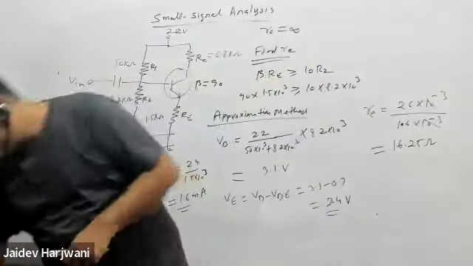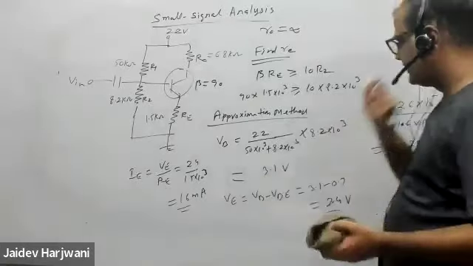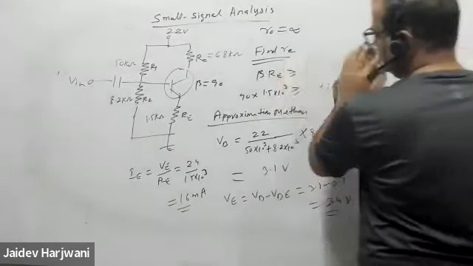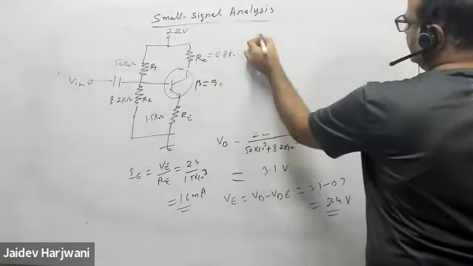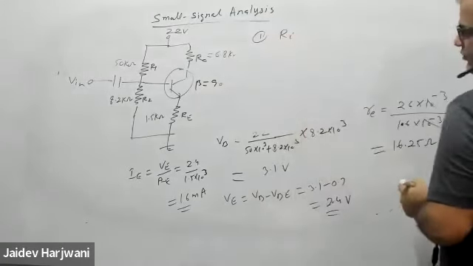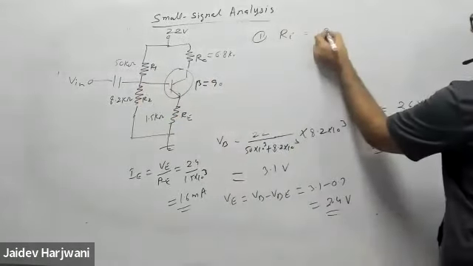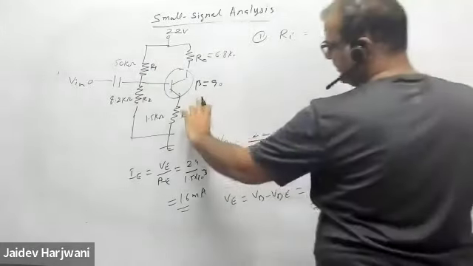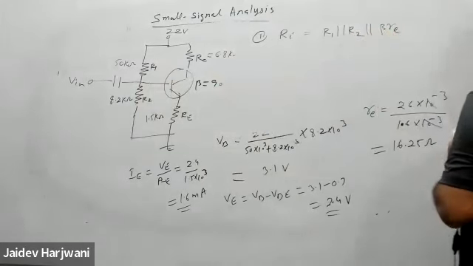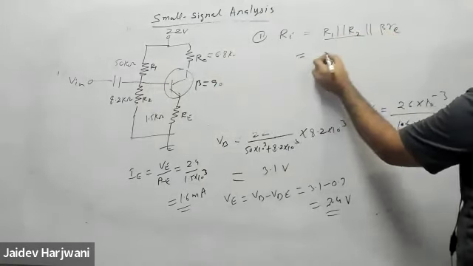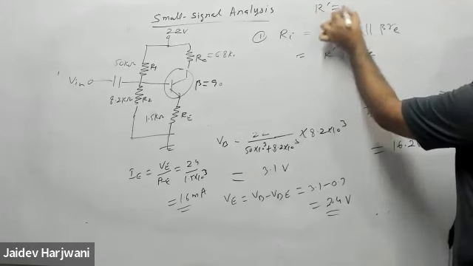Now you know re. You can directly use the formulas and find the input resistance. Input resistance is R1 parallel to R2, and because the capacitor was there, RE will be removed, so only beta re will come. This is R dash, R dash is R1 parallel to R2, in parallel with beta re.